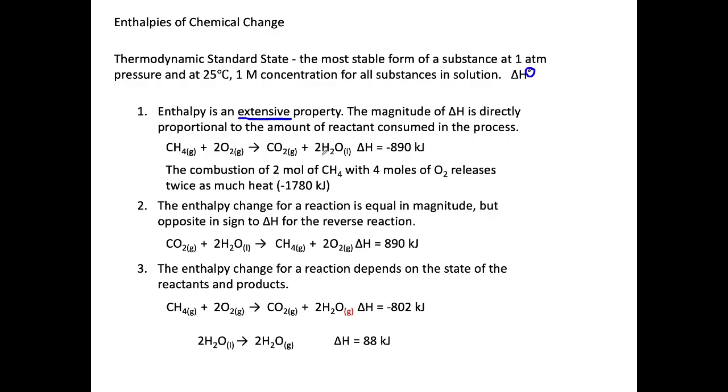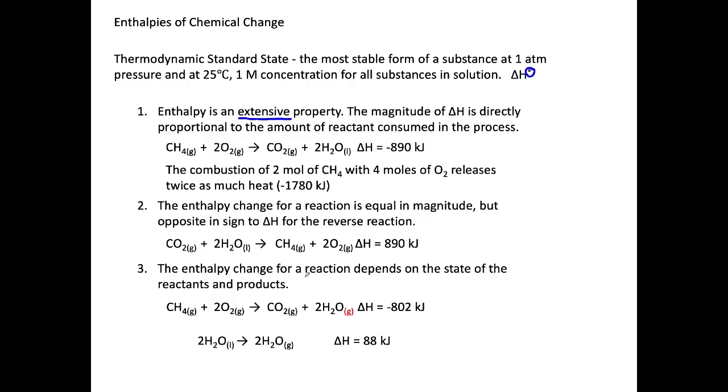So take that same combustion and we're going to turn it around. If we could take carbon dioxide and water and undo the combustion to form methane and oxygen, it would still involve 890 kilojoules of heat. However, in this case, the sign would be positive. So whenever you have reverse reactions, you keep the same magnitude, but you change the sign.